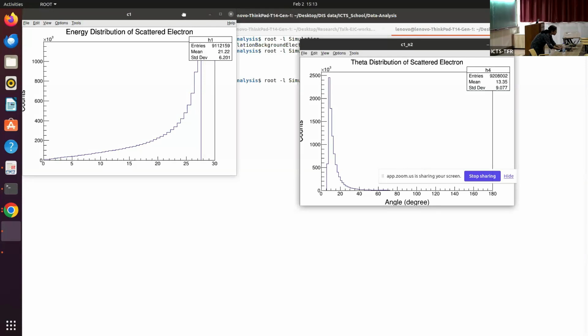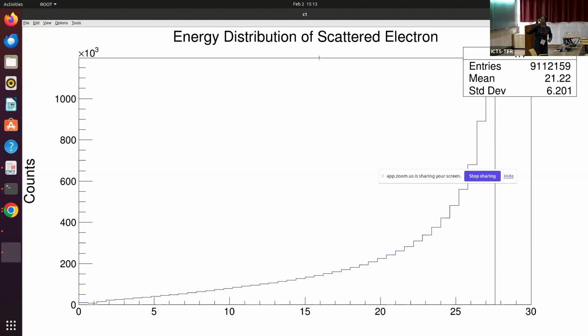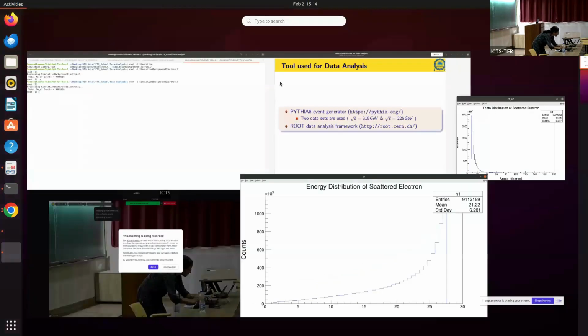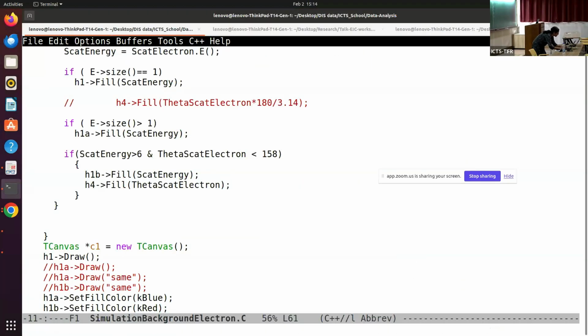See, if you remember, earlier when I was filling all the information, on the lower side you had a little bit of rise. When I am plotting only one electron, size is only one, that part is not there. That means the events which are having more than one electron are producing this kind of rise. Okay, let's see. So this is as if I am doing my data analysis.